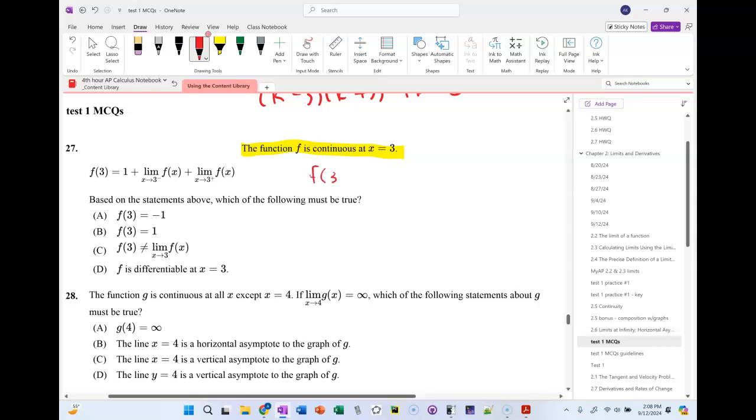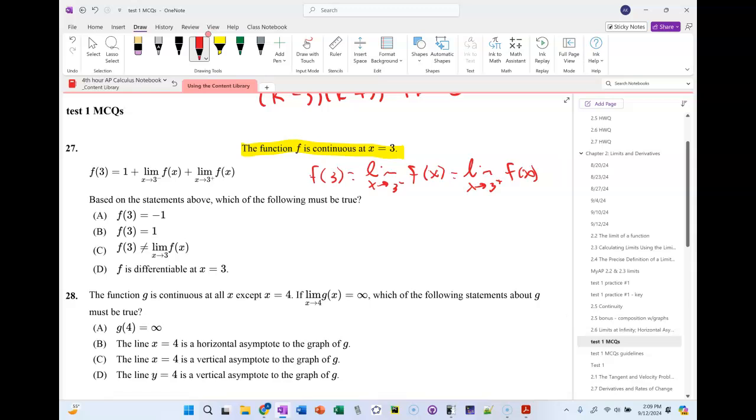That means f of 3 is equal to the limit as x approaches 3 from the left of f of x, and also equal to the limit as x approaches 3 from the right of f of x. That definition for continuity at a point, you will want to know. That's one of the 3 things, like definition or theorem, that you gotta have. Definition of continuity at a point.